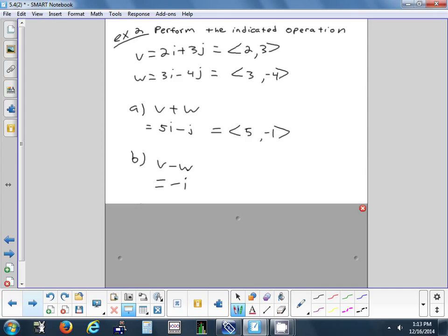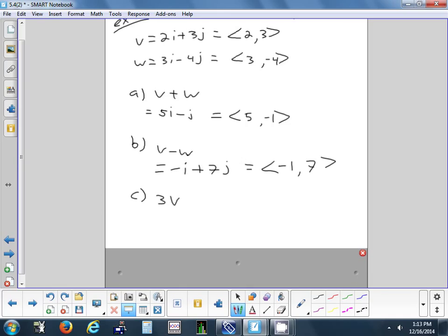How about j? Be careful with this one. 7j. Positive or negative? Yeah, positive 7j. The reason is you have 3 take away negative 4. That becomes 3 plus 4. Right, and as an angle bracket, you could write negative 1, comma, 7.